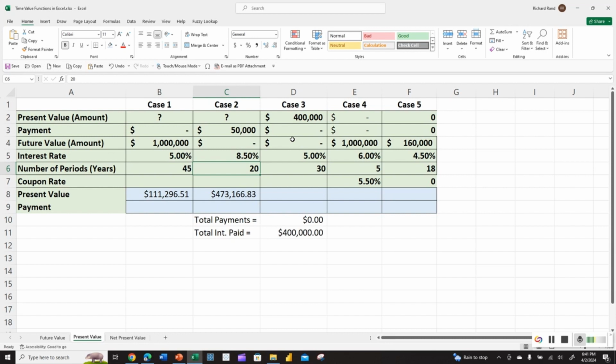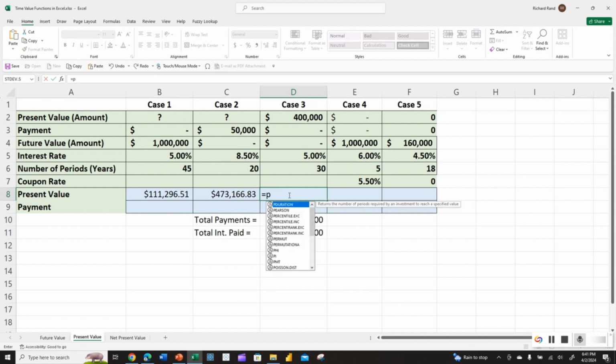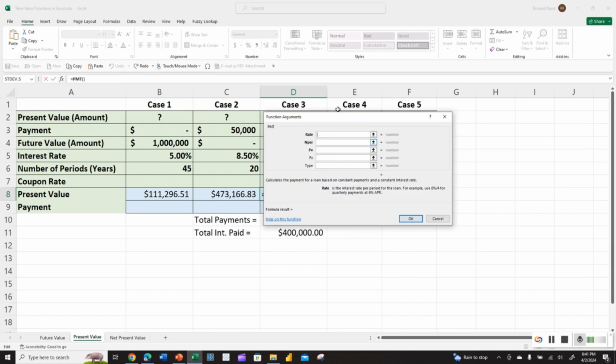So in case 3, we're trying to figure out, let's say we're going to buy a house, right? It's a $400,000 house. We can get a 5% interest rate for 30 years. What's our payment going to be? So we're going to use a little different function, the payment function, equals PMT, for payment. We'll do Control A for our dialog box.